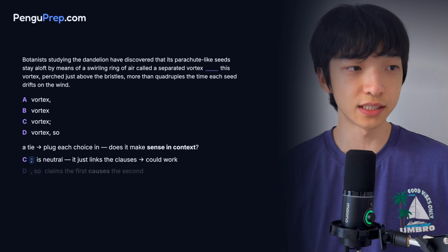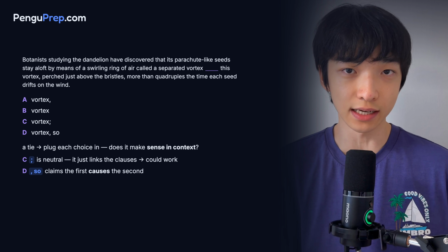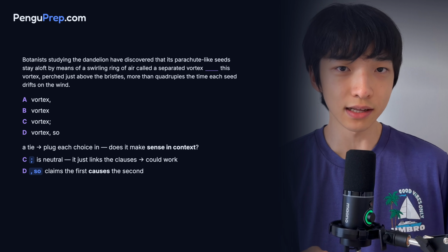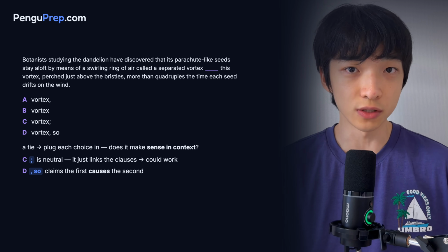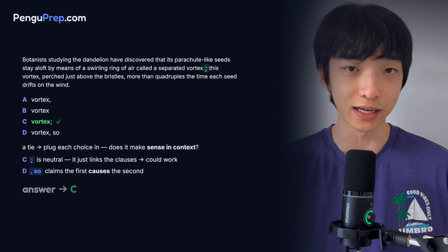When you plug in "comma so though," you're indicating that there is a cause and effect relationship between the first and the second clause. Is that true? Is it because the botanist studied the dandelion that the vortex quadruples the time that the seeds drift in the air? No, there's no cause and effect relationship like that. Therefore, D is not right and the correct answer is C.